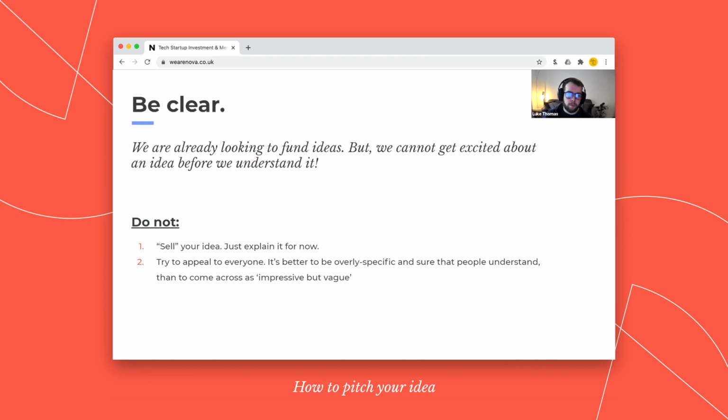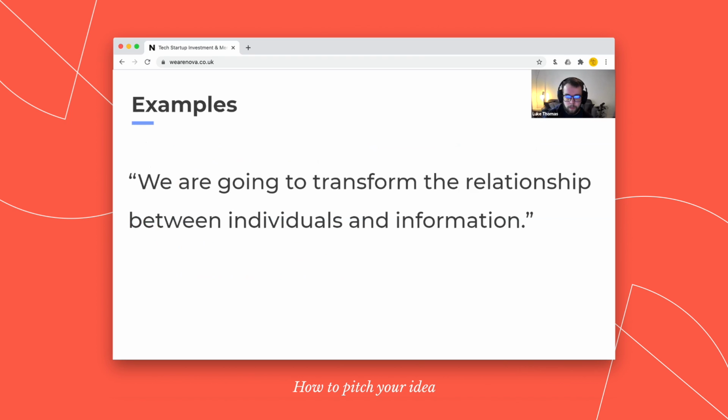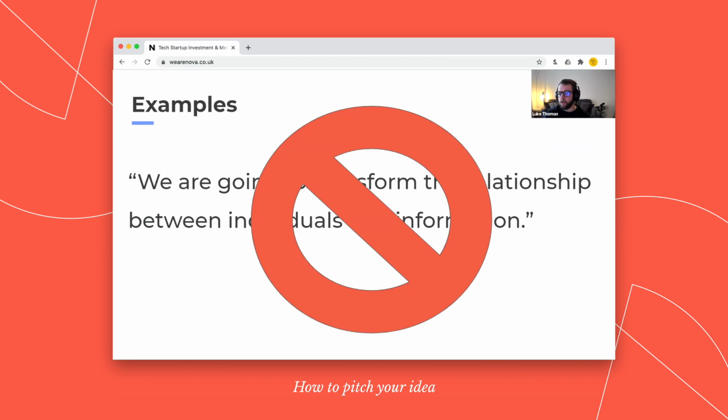And I'll give you a couple examples now. This is the kind of stuff that we get all the time. Big statements: we are going to transform the relationship between individuals and information. It does sound impressive. Big words. We're going to transform individuals and information. It sounds great, but this is a no-go.